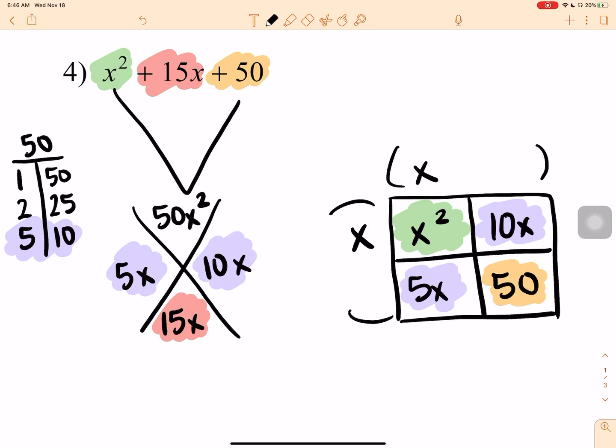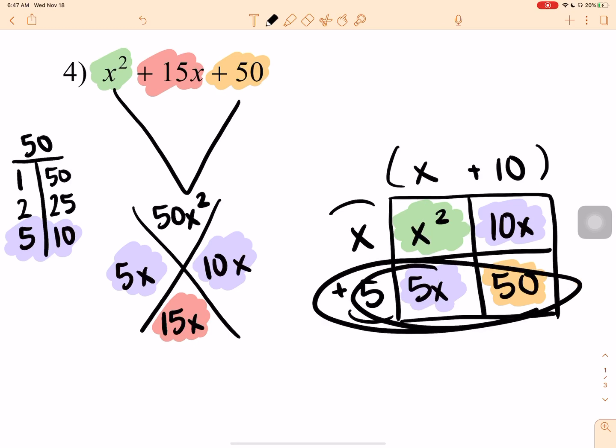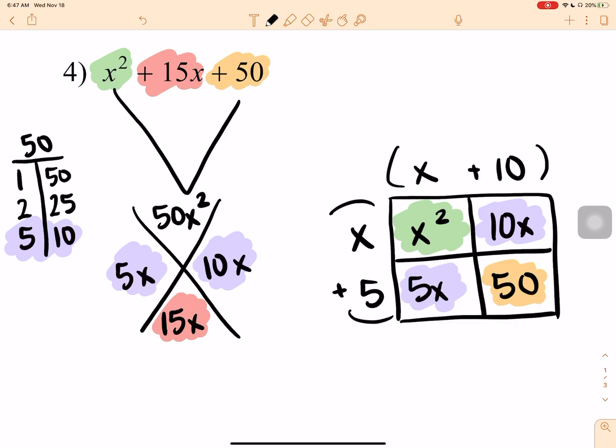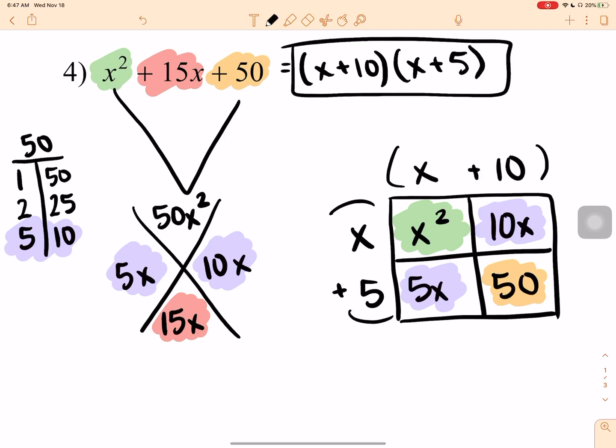x times x is x squared. This one has to be a 10. The greatest common factor here is a 10. And x times 10 is 10x. This one here must be a 5. 5 times 10 is 50. 5 times x is 5x. And the GCF between 5x and 50 is 5. So our final factored form is x plus 10 times x plus 5. Be sure to pause the video.